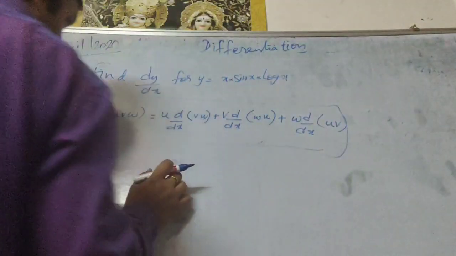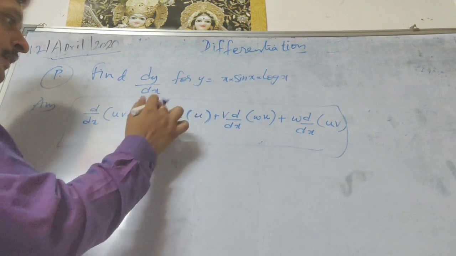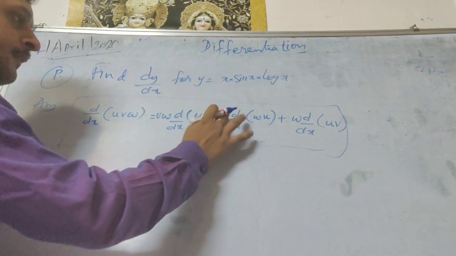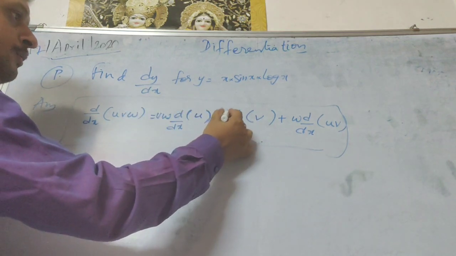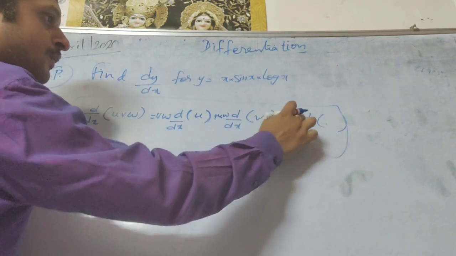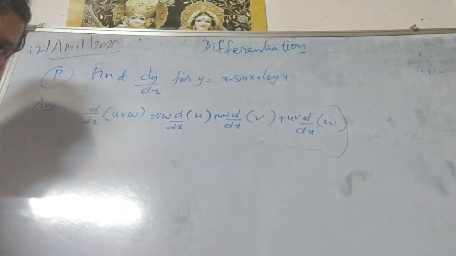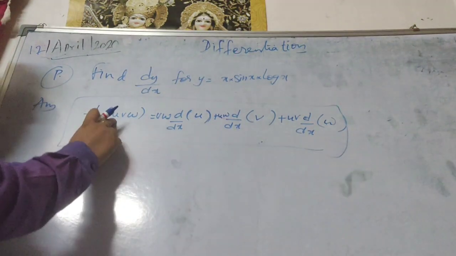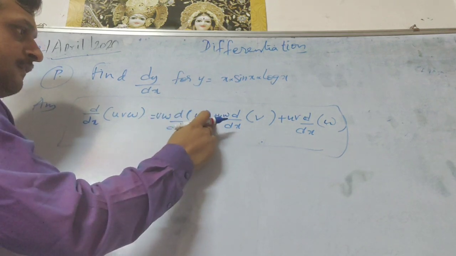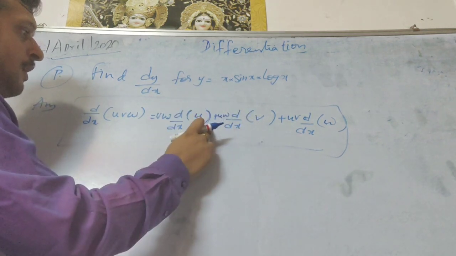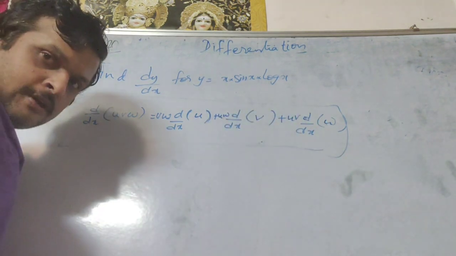The small correction here: it has to be u and here v w, then v, then u w, and here w and u v. Sorry for that mistake. So what you will be doing? Differentiation of the first function, then product of the other two functions, then second function differentiation and the product of the other two functions, then third function differentiation and product of the other two functions.